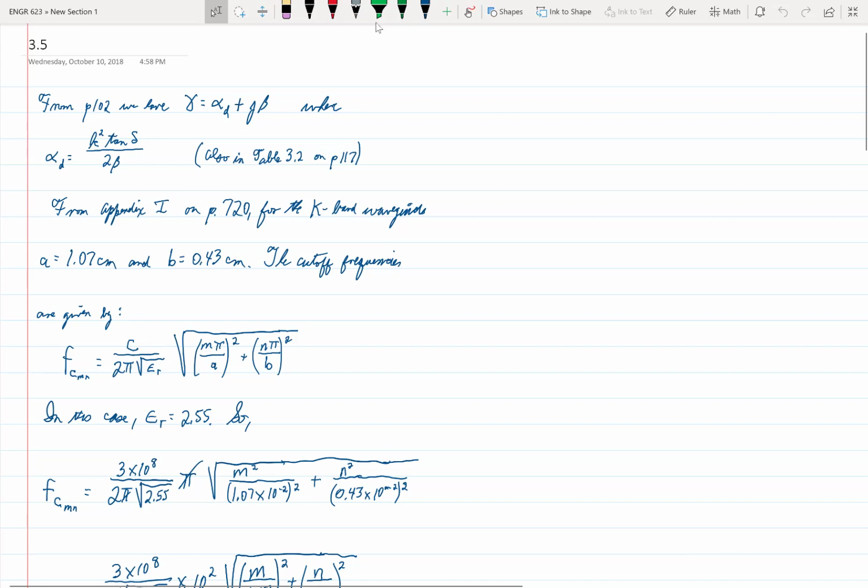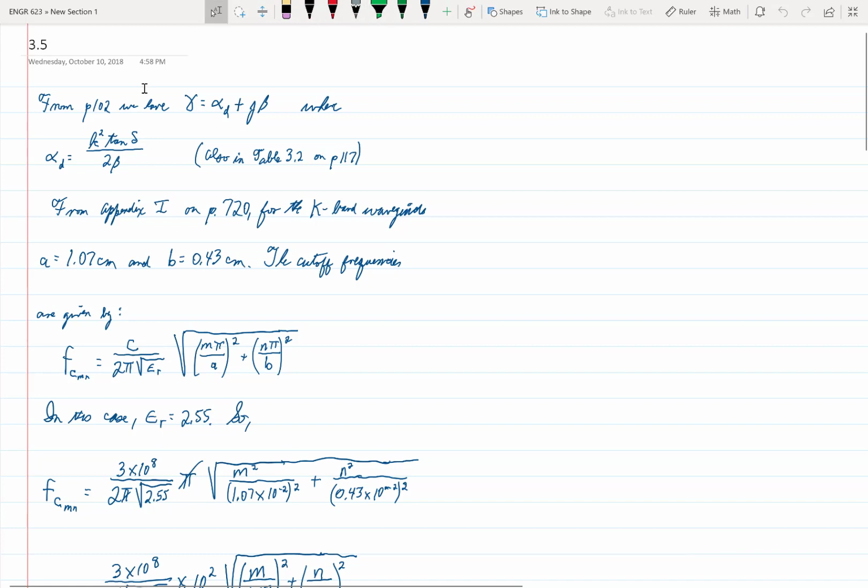And furthermore, you were given additional instructions that it was not necessary to calculate the total loss through the guide, that all you needed to calculate was the dielectric loss and still calculate the phase delay. So let's see how this problem goes.